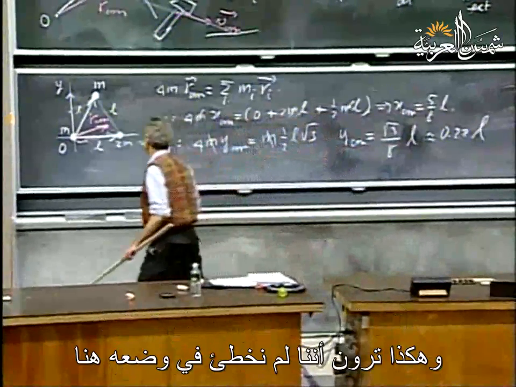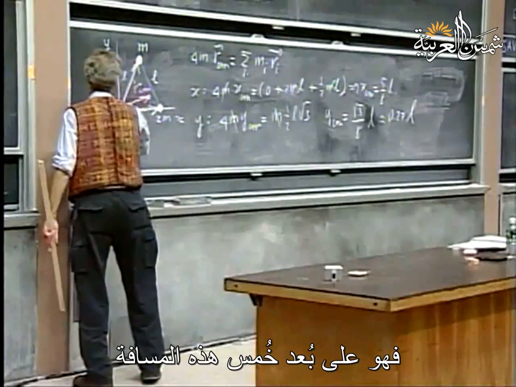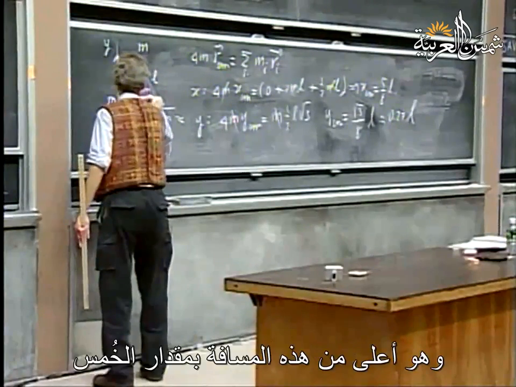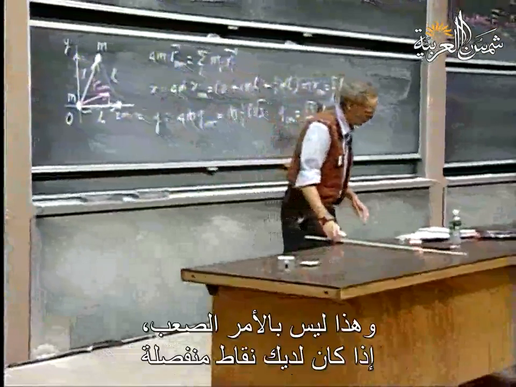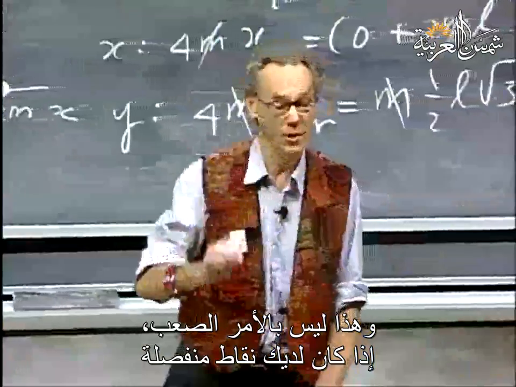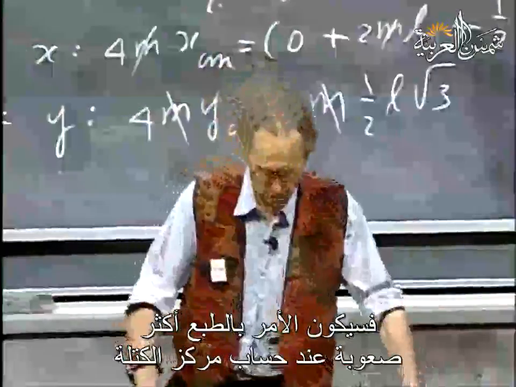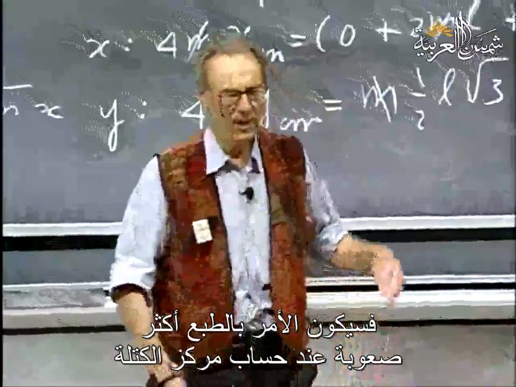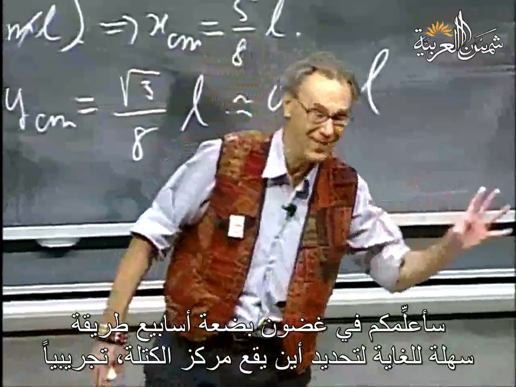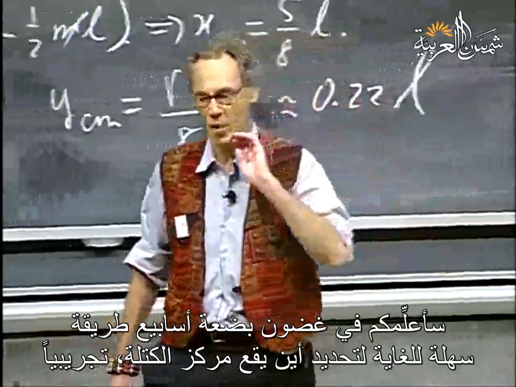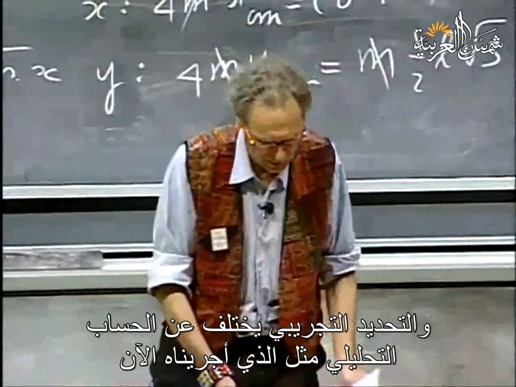Yes. And so you see that we didn't put it in so badly. It's about 1/5 higher than this distance. And so you can calculate the center of mass. That's really not too hard if you have discrete points. If you have a car or an object like this, then it is of course much harder to calculate the center of mass. I will teach you in a few weeks a very easy way to determine experimentally where the center of mass is located. Experimentally, which is different from calculating it analytically as we just did.